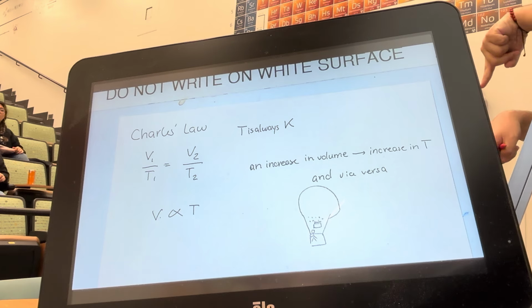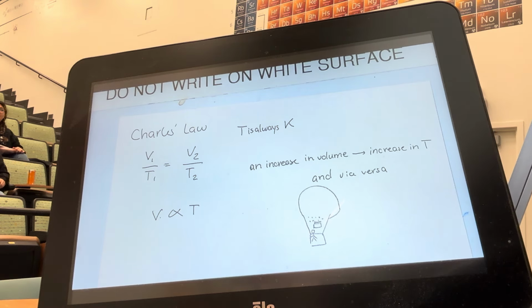A decrease in one means a decrease in another. And so that same motif is always going to carry on for the rest of the quarter. And so, yeah, that'll be cool.